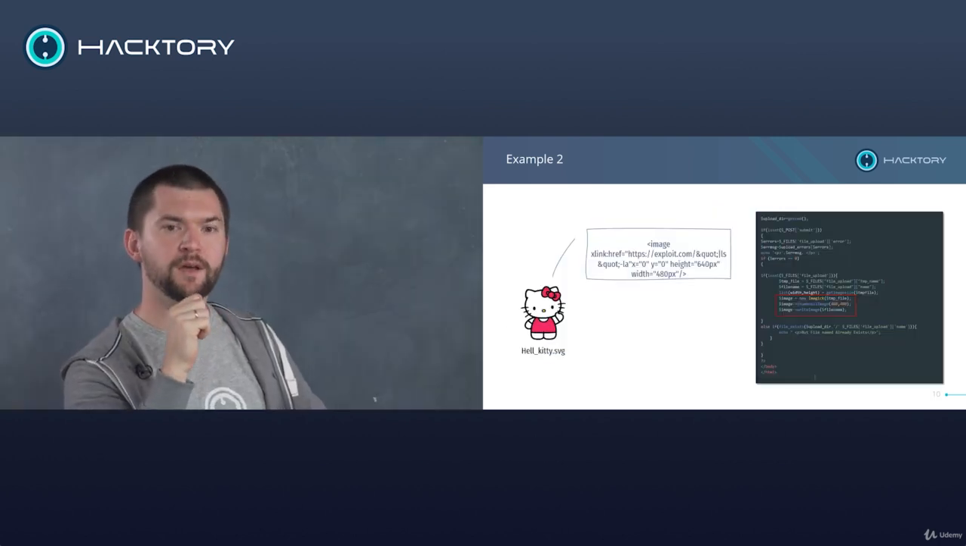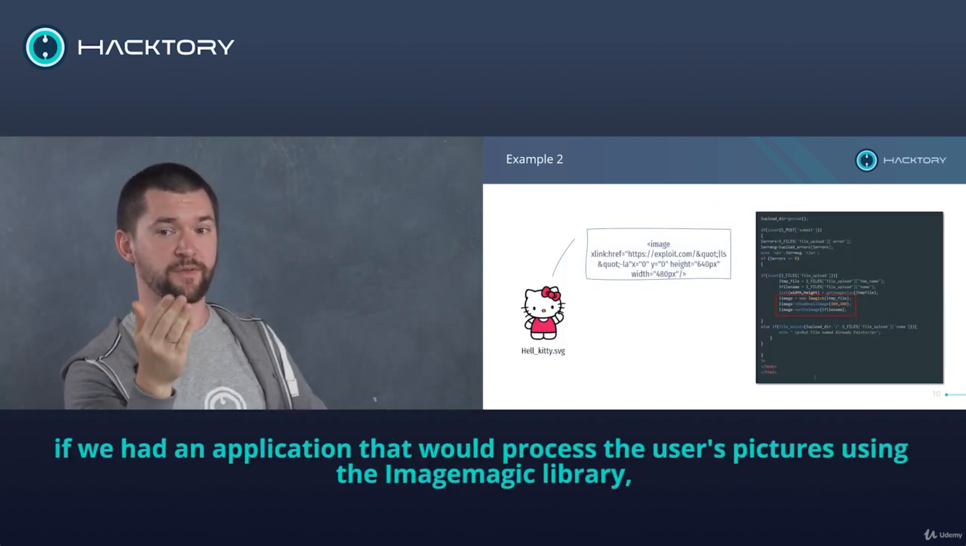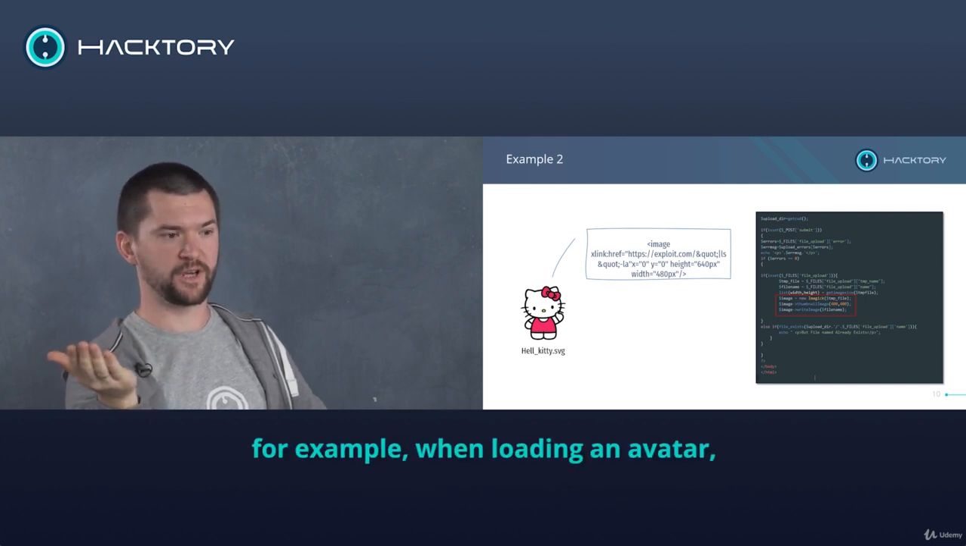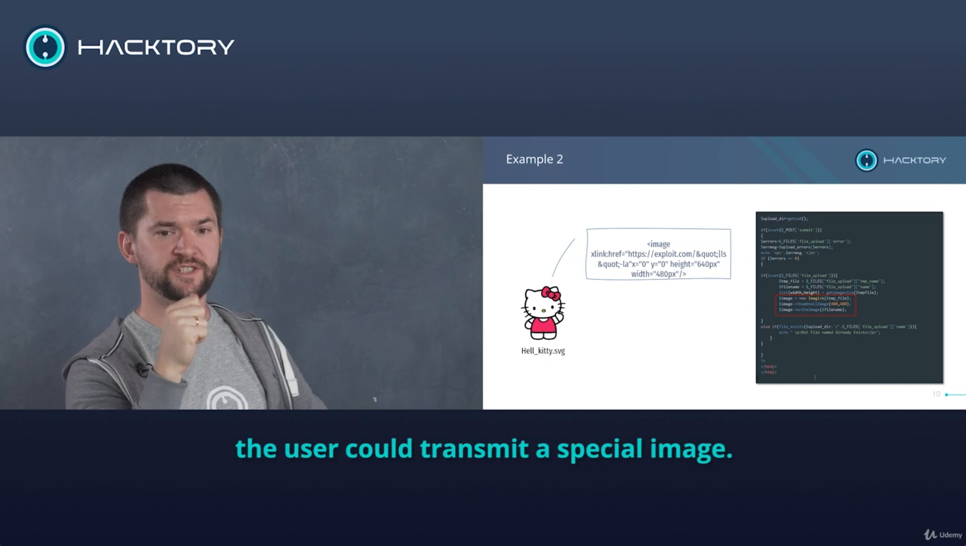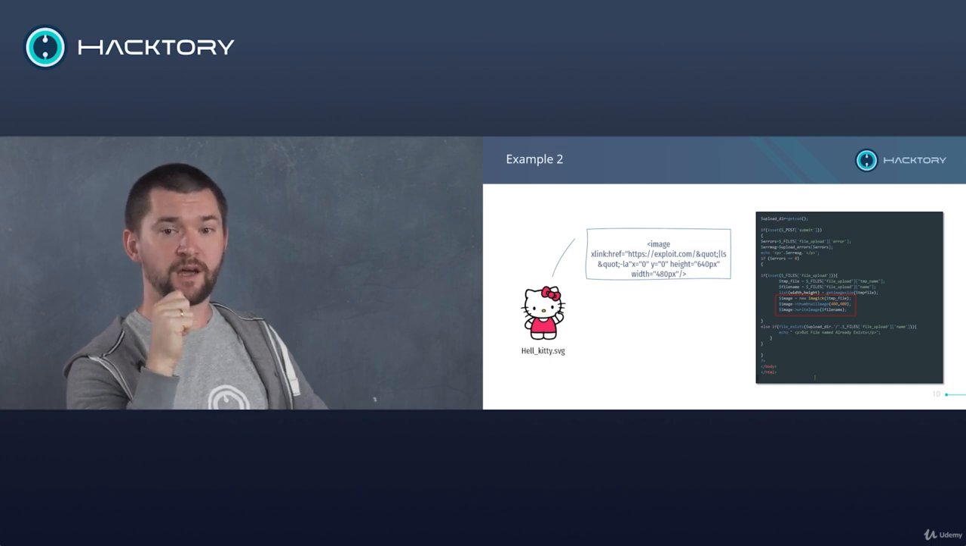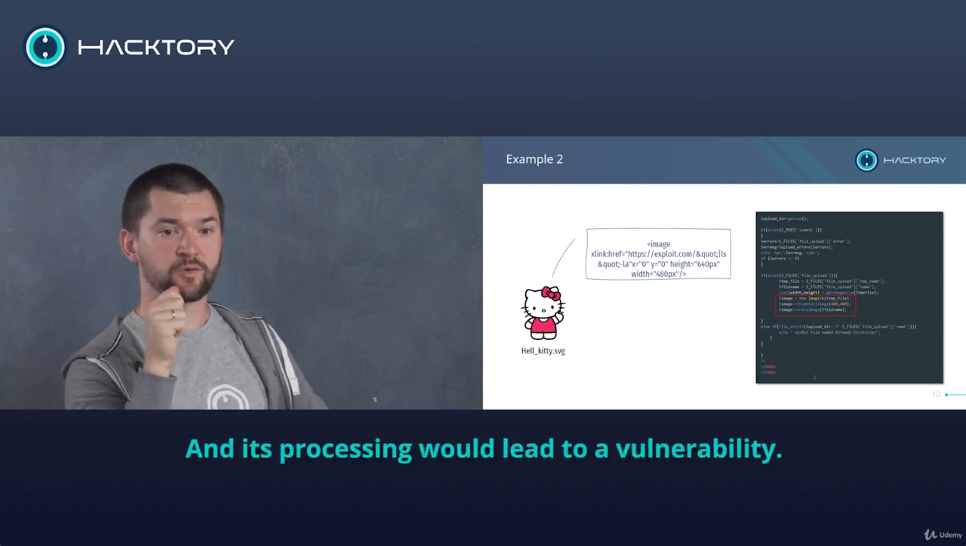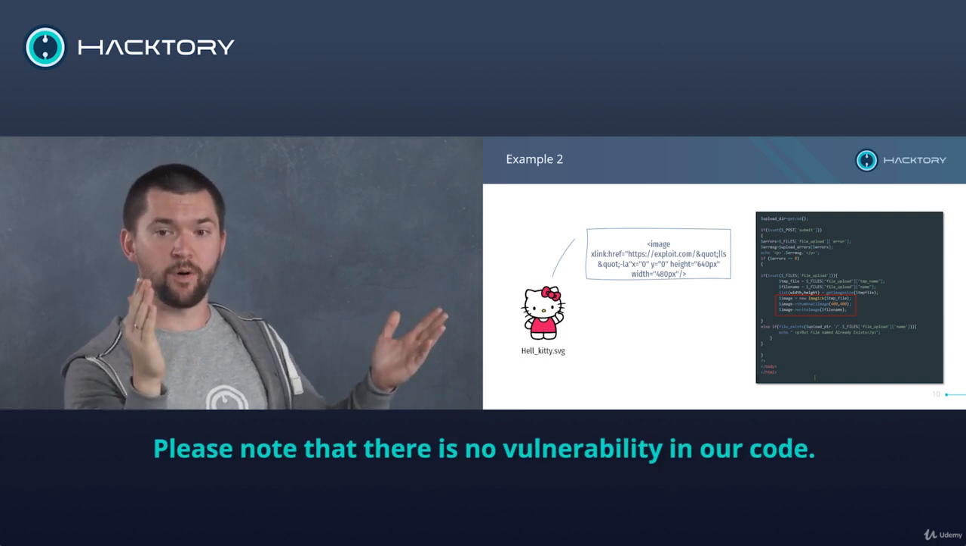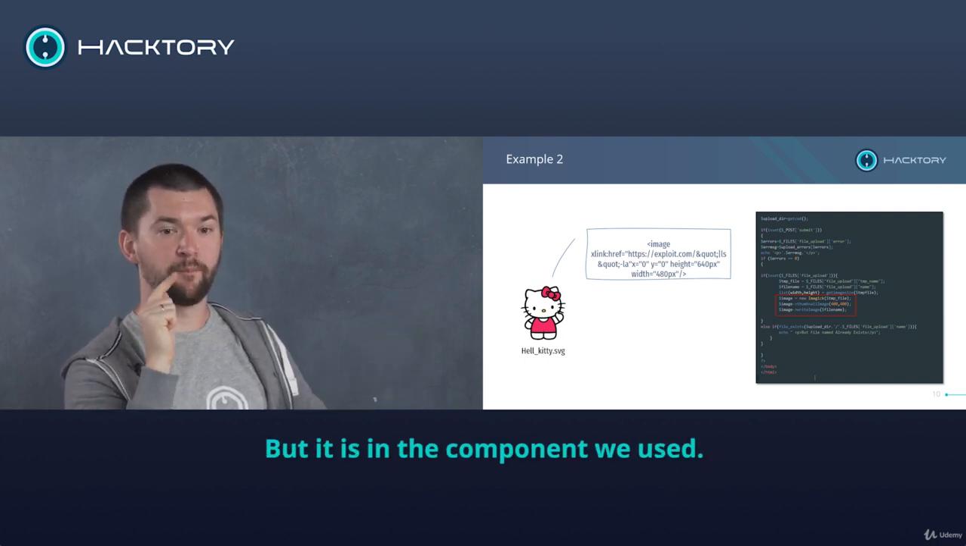For example, if we had an application that would process user pictures using the ImageMagick library, for example, loading an avatar, the user could transmit a specific image, and its processing would lead to the vulnerability. Please note that there is no vulnerability in our code, but it is in the component we used.